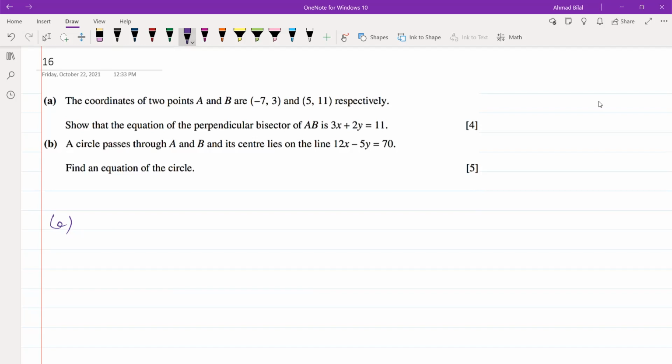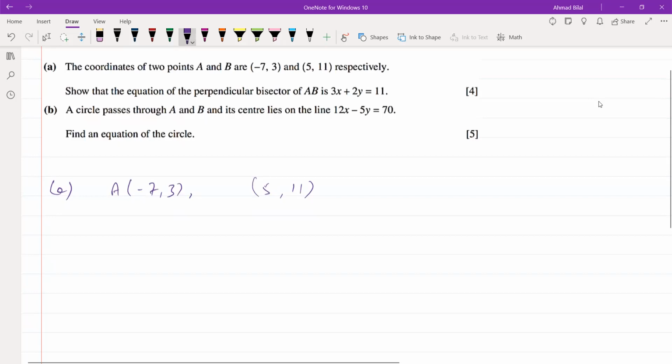Part B, right? So we have 2 points A and B, -7 and 3 and 5 and 11. You have to find its perpendicular bisector. We have the midpoint of AB, so we might take that to the second part as well. Let's call this M. The midpoint is going to be -1 and 7, right? Using that midpoint and that gradient, you have already found the equation of the perpendicular bisector. What is that equation? Oh, it's already shown. So that's 3x plus 2y equals 11. You'll get this equation, right?